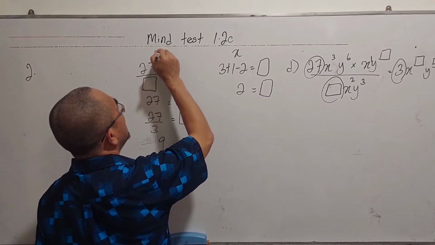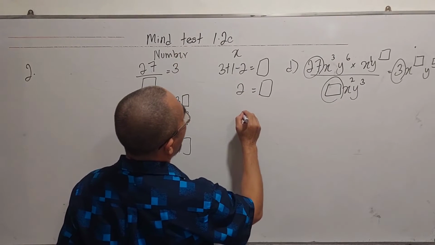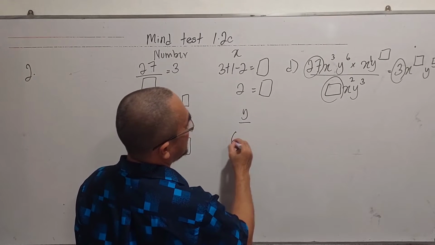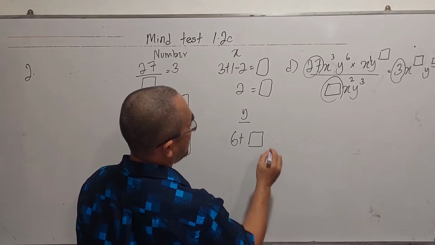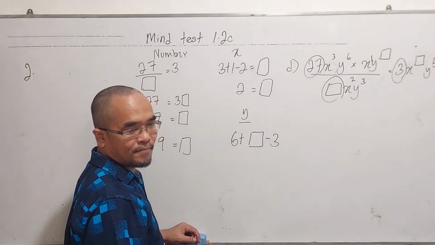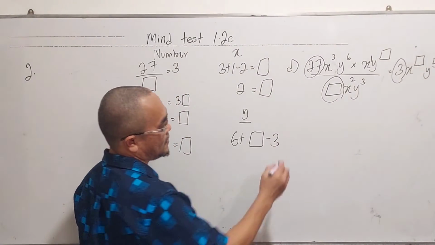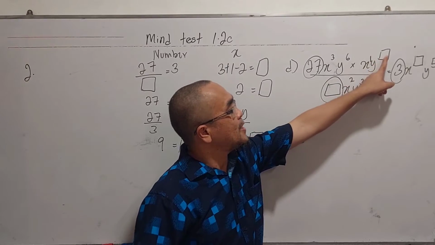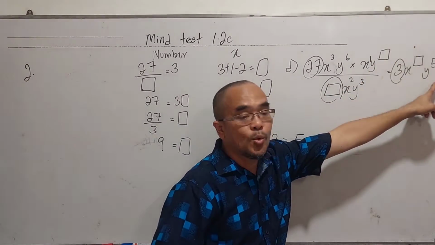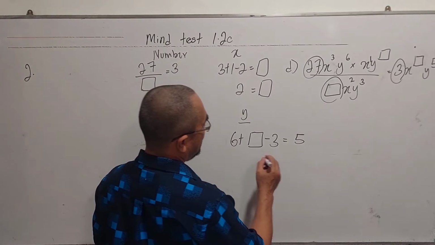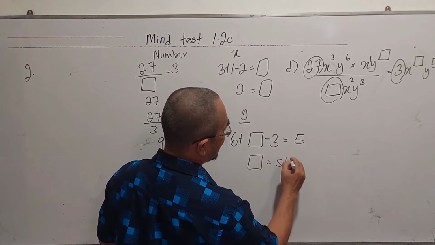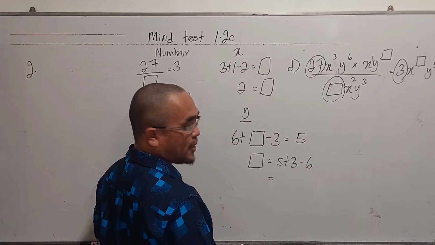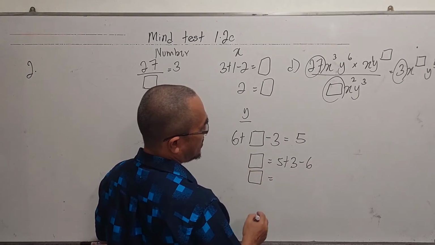This is for number. This is for y. Y will be 6 plus box minus 3 equals 5. 6 plus box minus 3 equals 5. So the box is a positive box: 5 plus 3 minus 6. So for the y, top of y, what should we write? It will be 2.